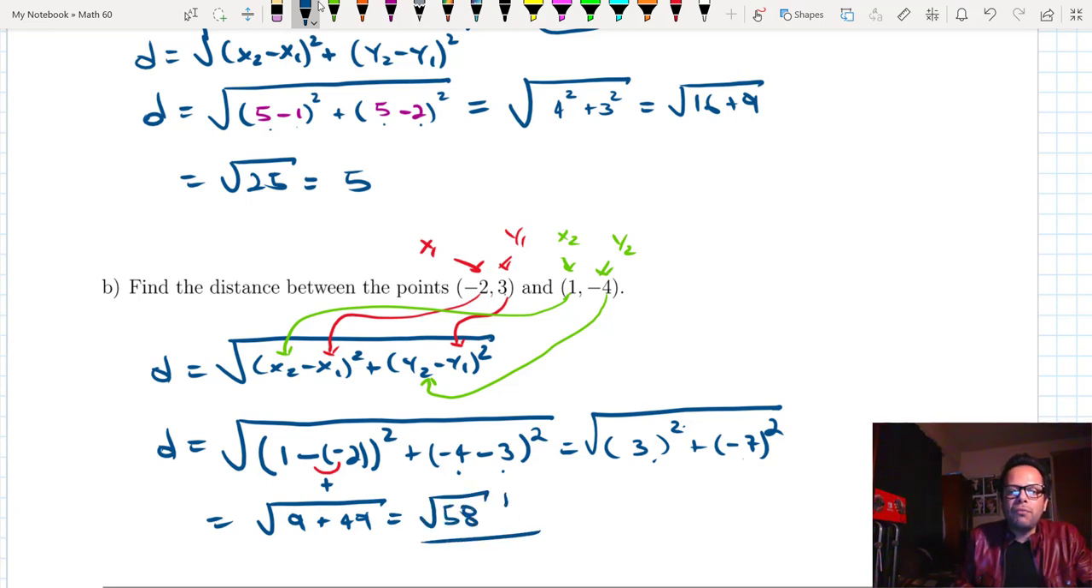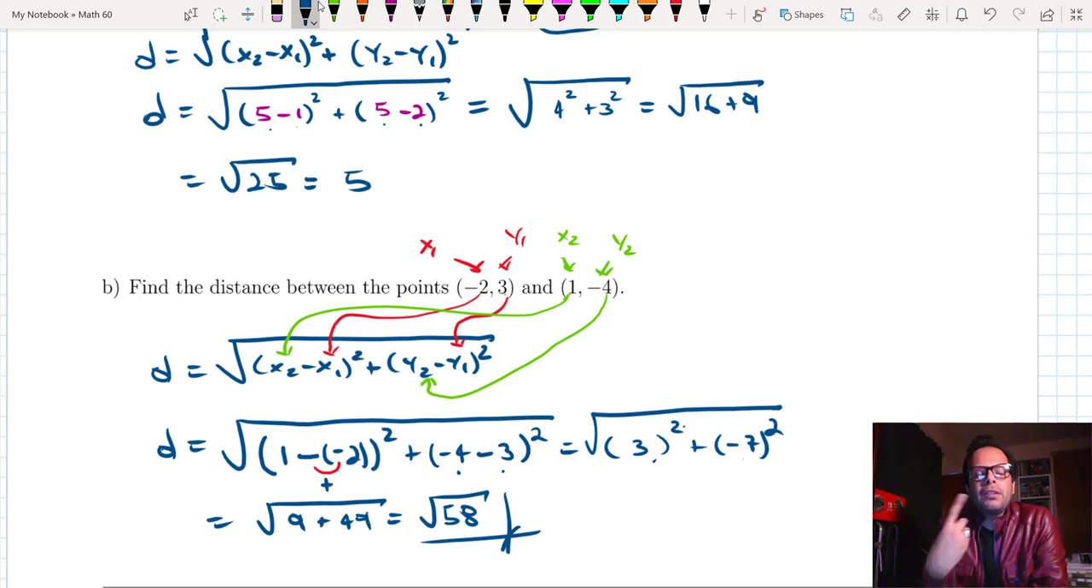In this case, this is the final answer, because 58 is not a perfect square. And if you try to factor this 58 and find a factor that is a perfect square, as we did on the previous pages, divide this by 2. This is going to be 29. So we have 2 times 29. None of these are perfect squares, right? So we're done with this problem.